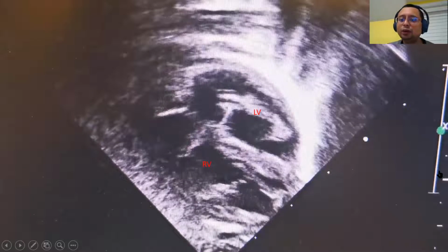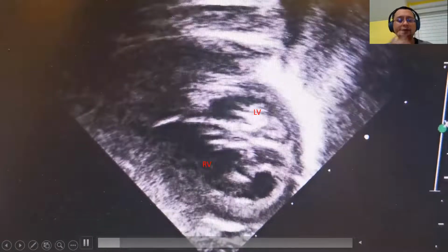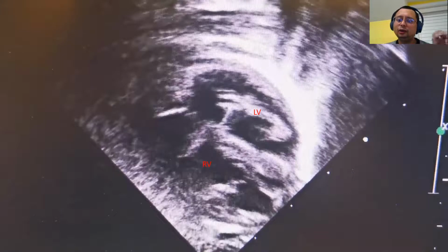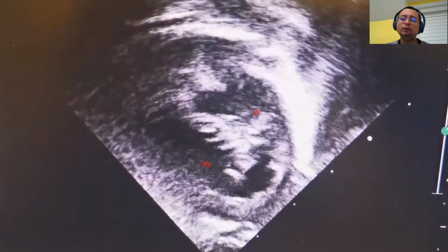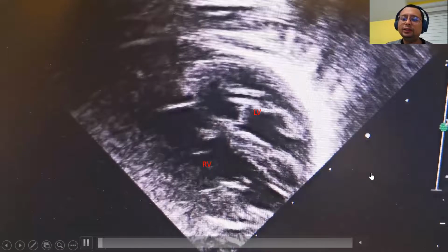This is a subcostal view just to look at the relative size of the left ventricle and right ventricle. In adults, usually we don't do this, but in congenital patients, sometimes they can have a problem with the development of the left ventricle and right ventricle. So one of the ventricles can be hypoplastic. So this is a good view to look at the relative size of the left ventricle and also the relative size of the right ventricle.